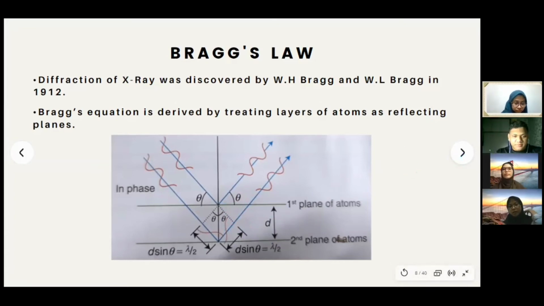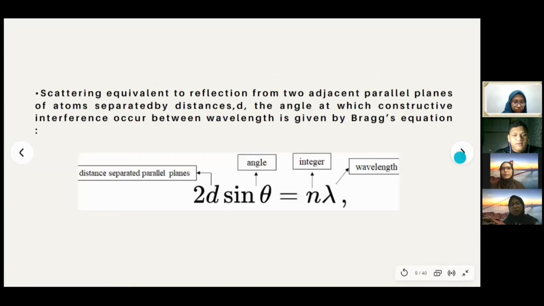Next page, please. Okay, so the Bragg equation is 2d sine theta equals n lambda. The d refers to the distance separating the parallel planes. Theta is the angle corresponding to the different separation planes of atoms in the crystal. n is an integer and lambda is the wavelength.